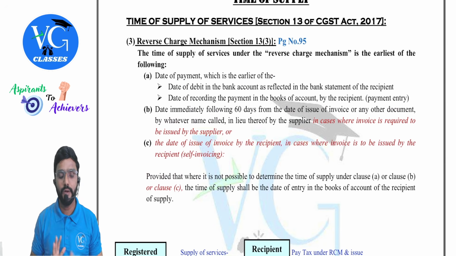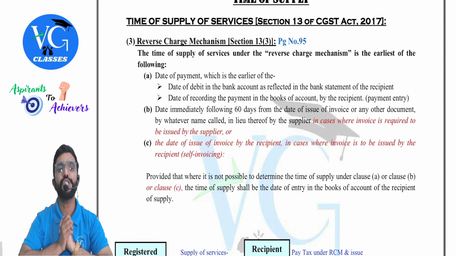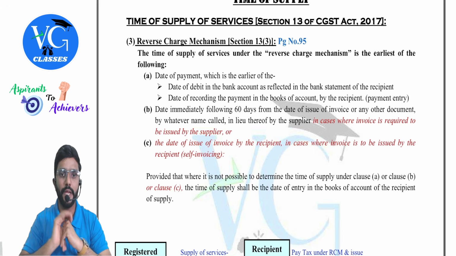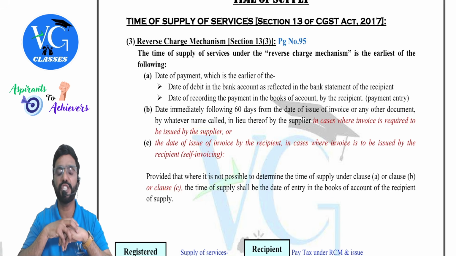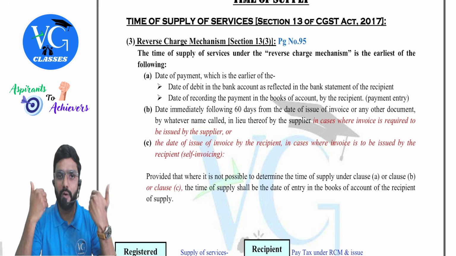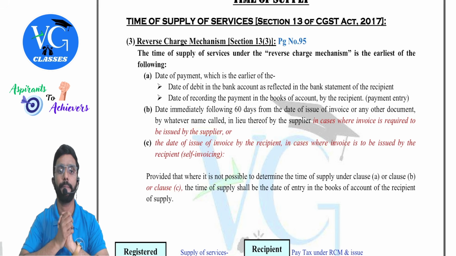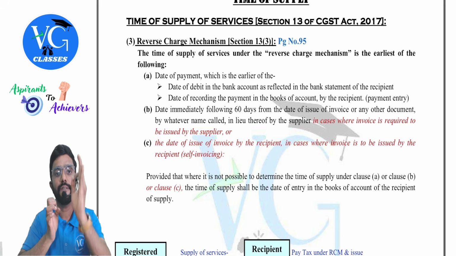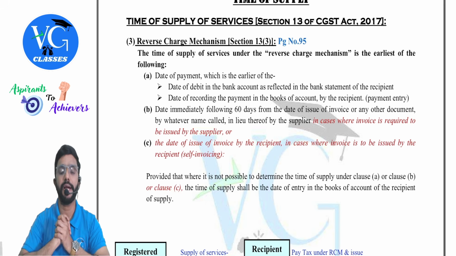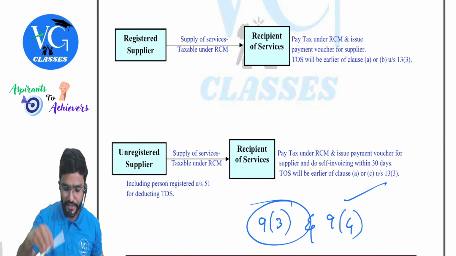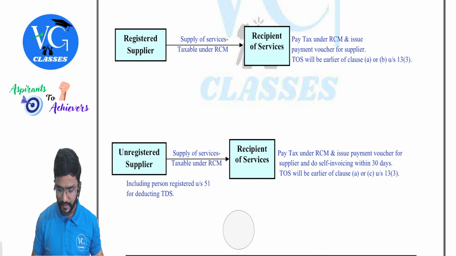Guys, please be careful. Amendment is only in section 13, subsection 3. That is when the supply of services is taxable under RCM. If you ask me, sir, is there any amendment in section 12? No. Whatever we have already learned in our regular class, section 12 will remain the same. Amendment is only for section 13, subsection 3, guys. Got it? Now, there are two scenarios, guys. Please pay attention.